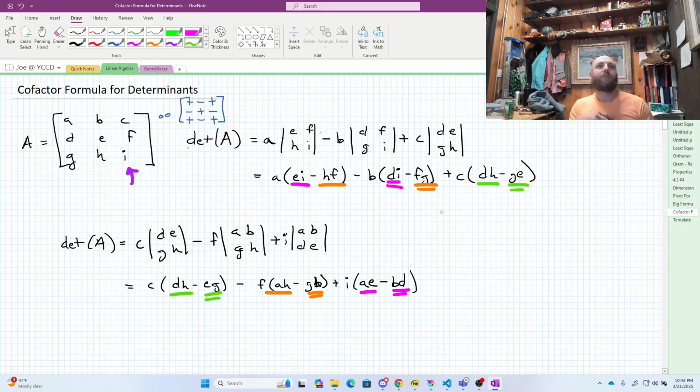That's going to be true if you pick any row or column here to do this. The trick with calculating these is that it's easiest if you pick a specific row or column, so pick a row or column that's got a mess of zeros in it.